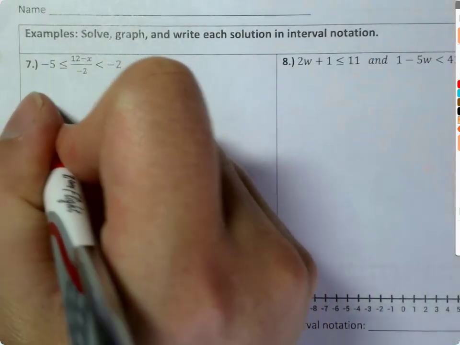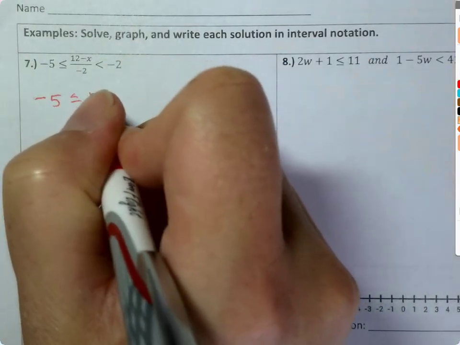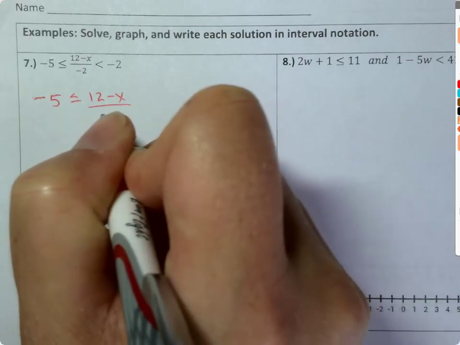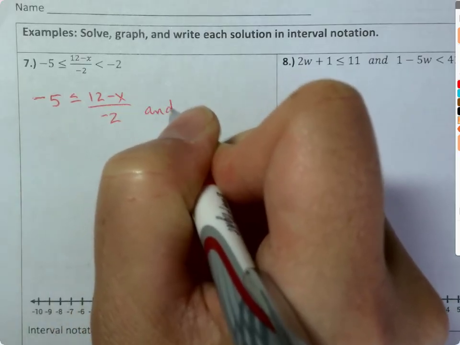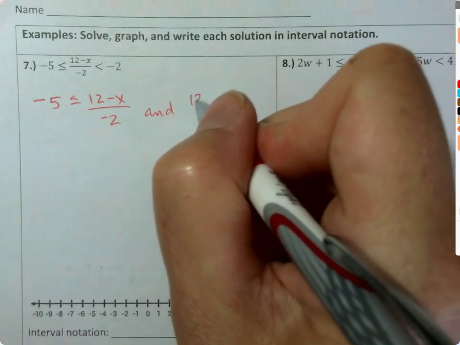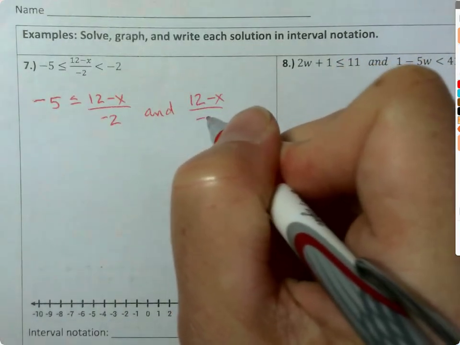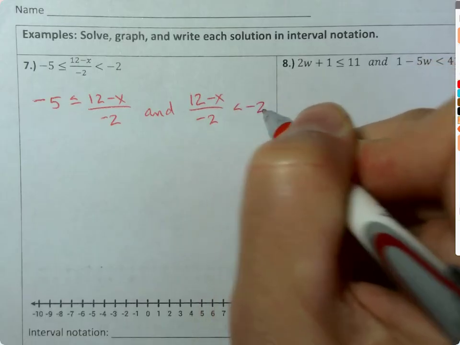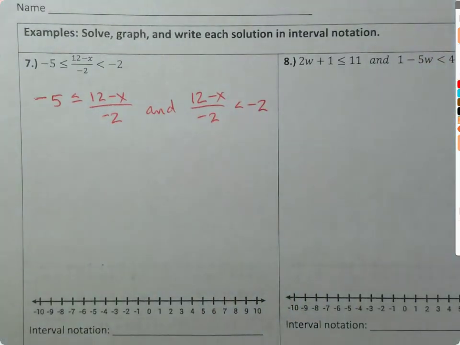So I'm going to start with one: -5 is less than or equal to (12 minus x) over -2. And then I'm going to start with the other problem. So that center is repeated there, but now we're comparing it to -2. That is an important idea. So the center is being shared by both pieces. Are we good with that? Okay. Now, you can't let the fraction bother you.